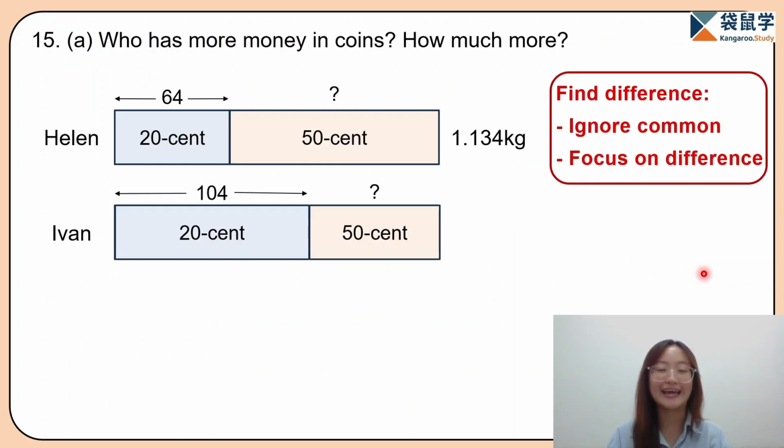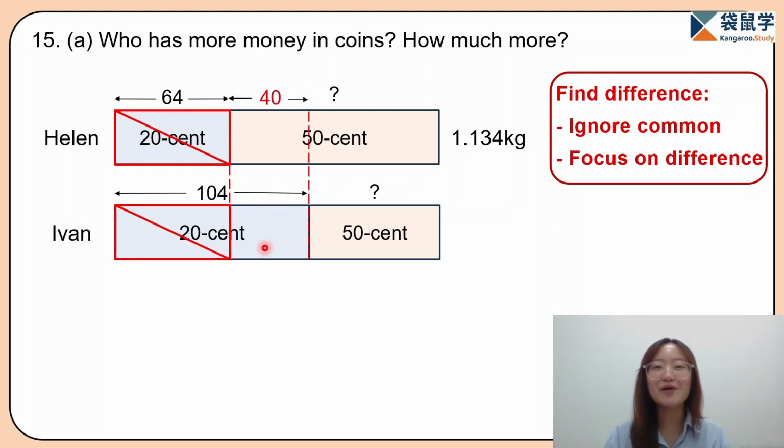Back to part A. Can you find any common parts between Helen and Ivan? How many 20-cent coins do they have in common? Was your answer 64? So we can box this up, and what can we do with the common parts? Ignore, so we can cancel and cancel. Now, what is the number over here? It will be 40. 104 minus 64. And let me write it on top.